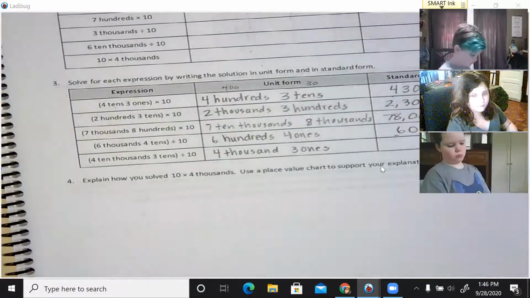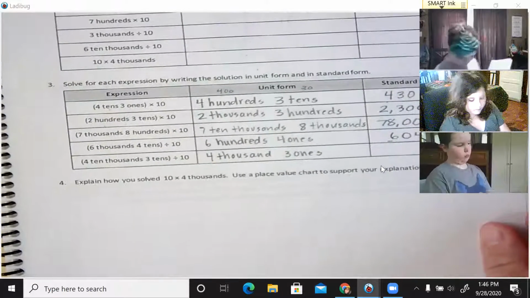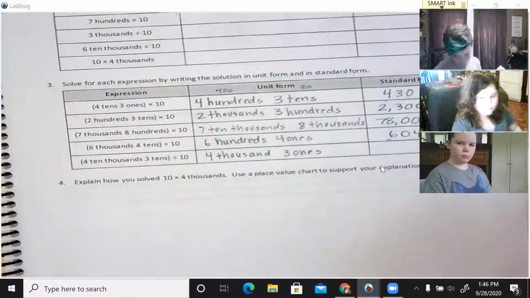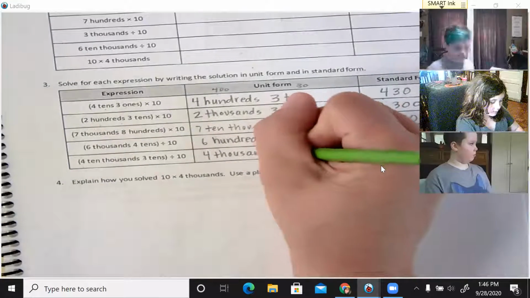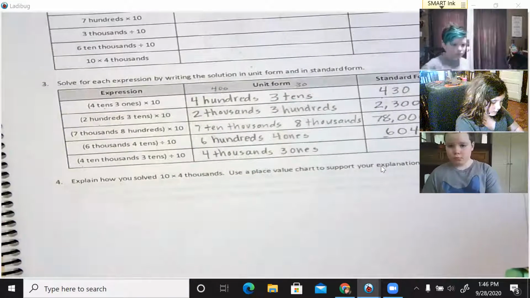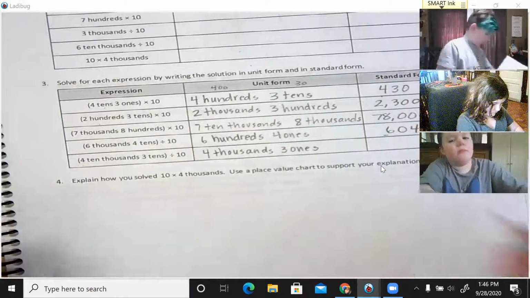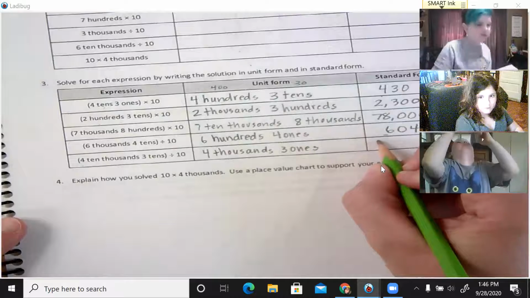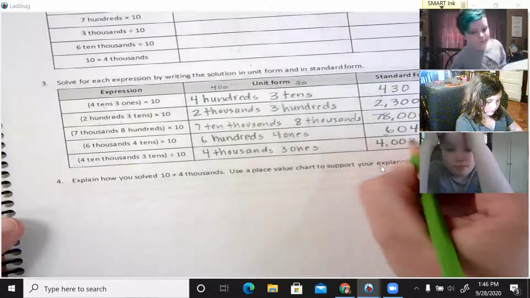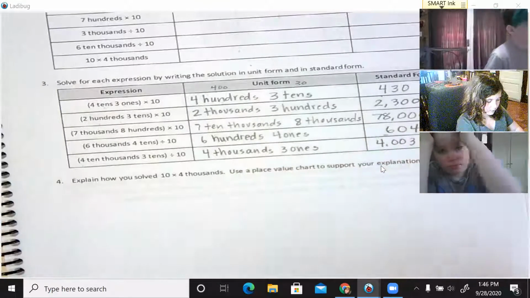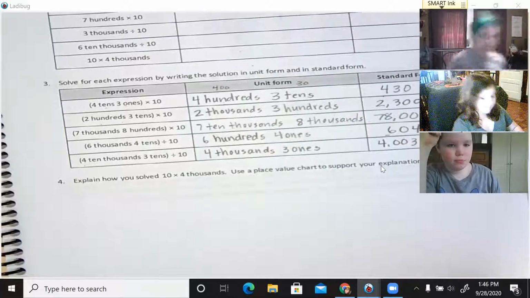Now we have to write it in standard form. How do I write 4 thousands and 3 ones in standard form? Go ahead, Peyton. 4, 0, 0, 3. Thank you. 4,003.